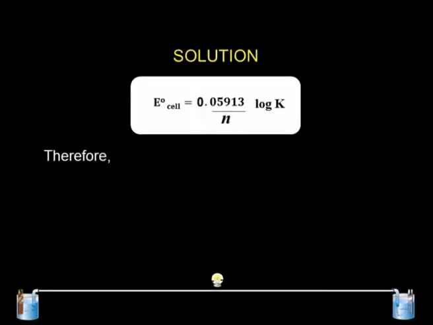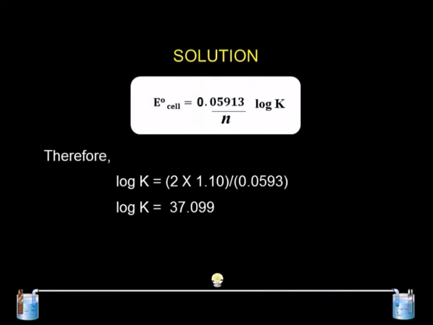Let us now consider the solution. We are using the same relation, E zero cell is equal to 0.05913 by n log K, and therefore log K will be 2 into 1.10 divided by 0.0593, that is, log K will be 37.099, and K will be antilog of this value, giving finally K is equal to 1.256 into 10 to the power 37.